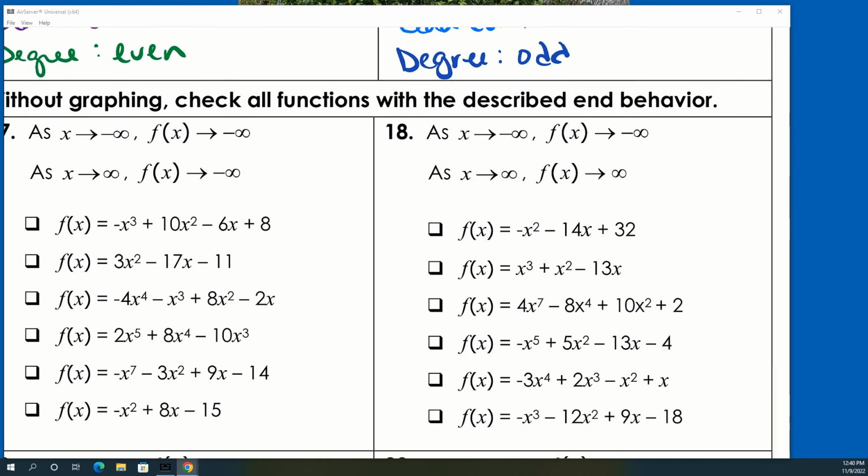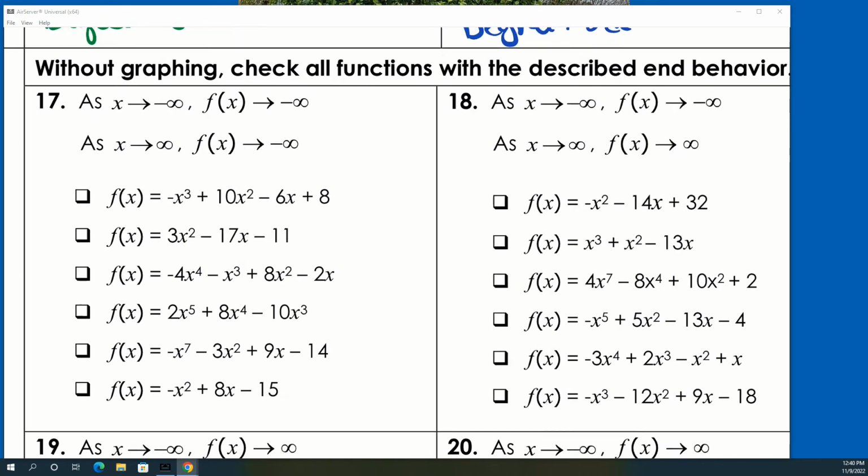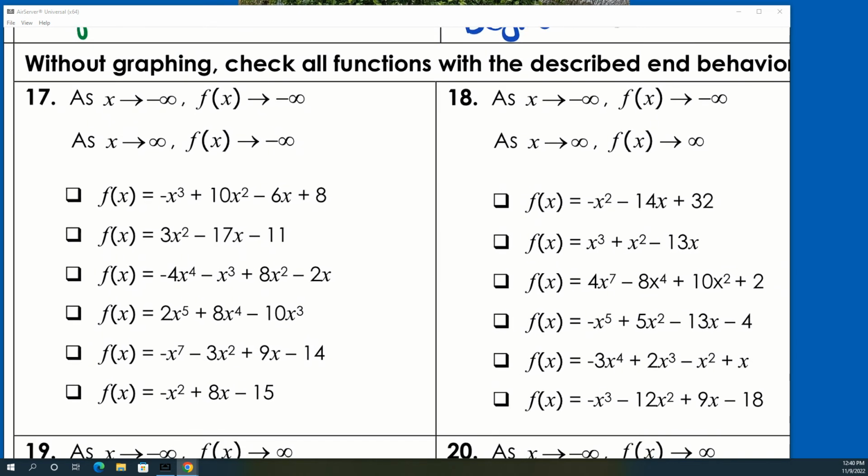Okay. All right, we're going to do a couple of these together. So what we have is the end behavior, and we're trying to decide which of these functions would have that end behavior. This part right here is the left side, so the left side is going to be pointing down. Left side negative infinity means on the left we're going to point down. X approaches positive infinity is the right side. On the right, we're also going to be pointing down.